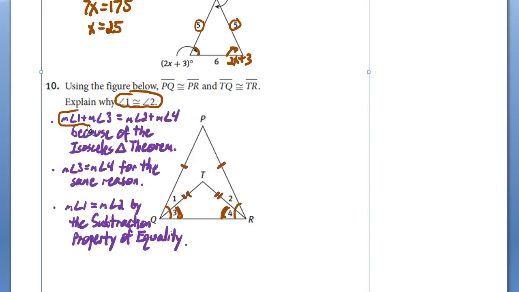Final step, go back to this first equation. And because the measure of angle 3 is equal to the measure of angle 4, we can subtract angle 3 from the left and subtract angle 4 from the right, leaving the measure of angle 1 is equal to the measure of angle 2.